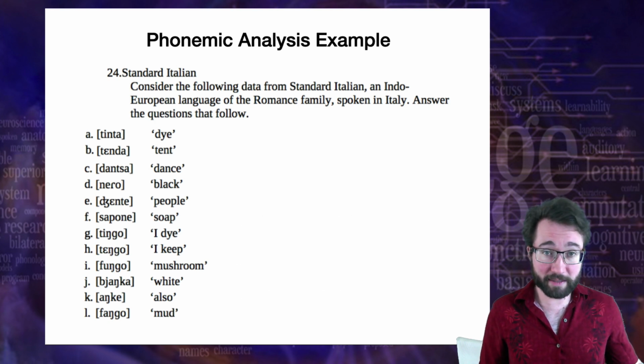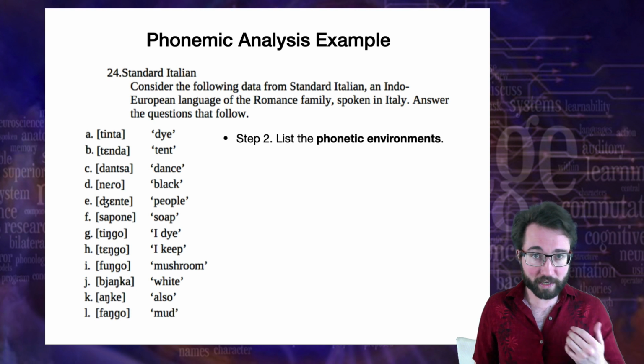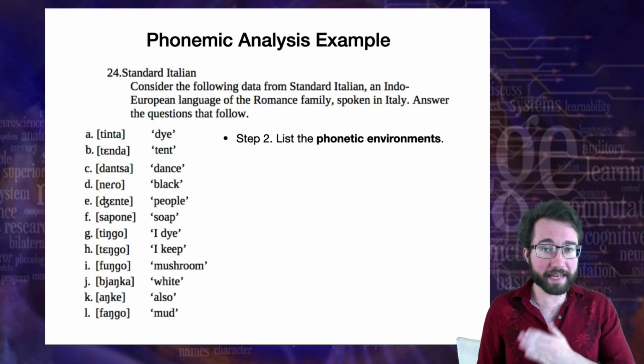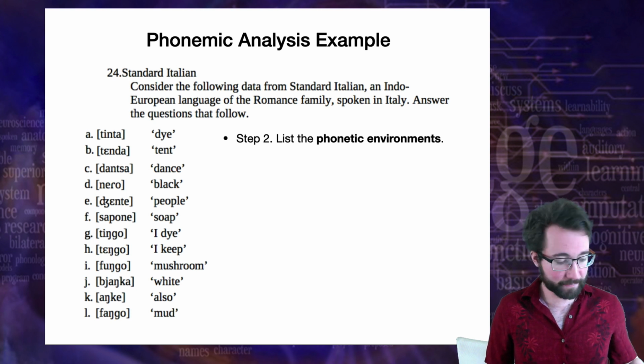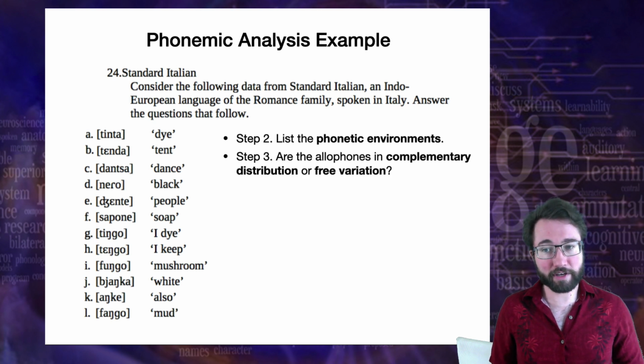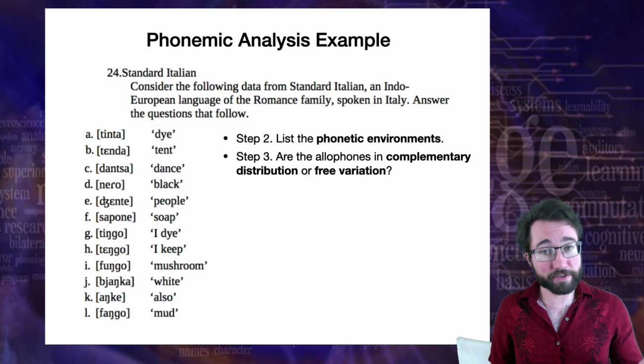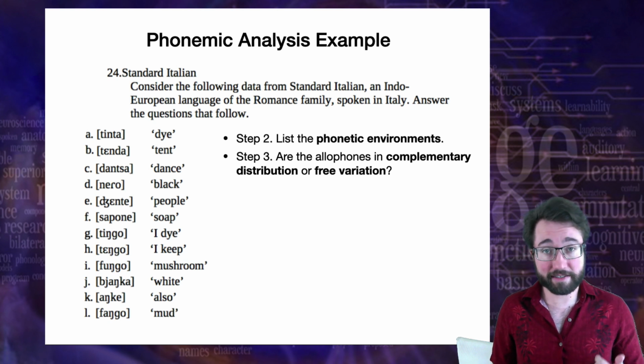So let's continue the phonemic analysis. We have to list the phonetic environments for N and eng in order to determine the distribution of the allophones N and eng. Based on that, we can figure out if they're in complementary distribution or free variation, and if they're in complementary distribution, we can identify the conditioning environments.